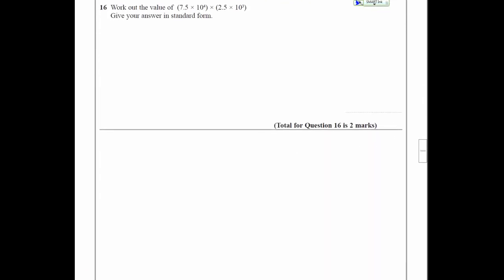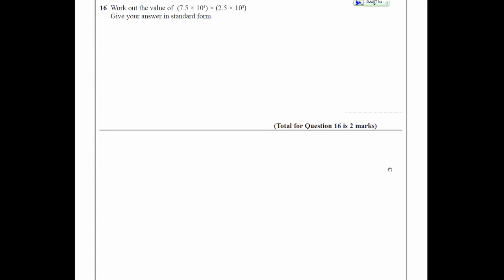Question 16. I'm not a big fan of standard form personally, but it's a question, so let's do it. Work out the value of that. Give your answer in standard form. I know how to do this on a non-calculator. Let's just try and type that into our calculator and see what we get.